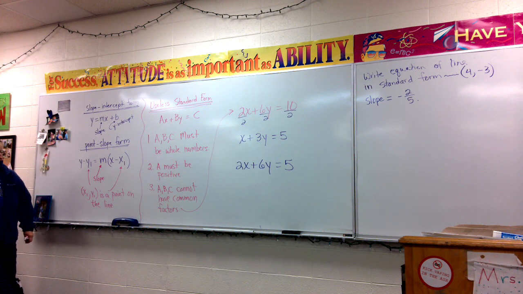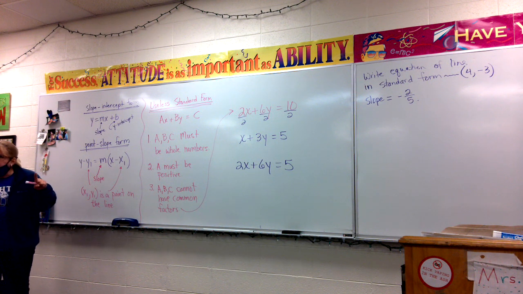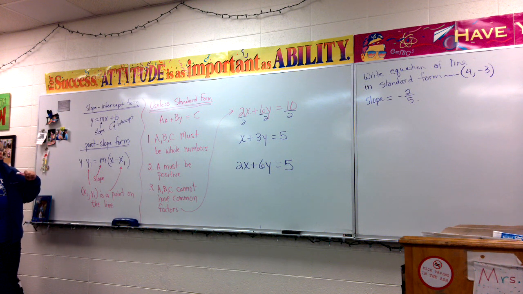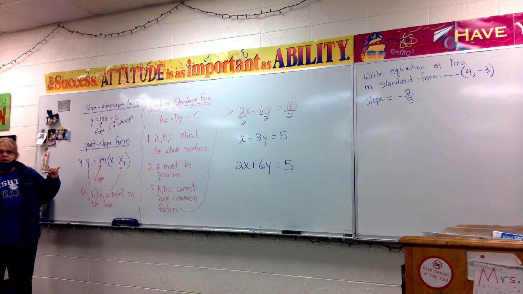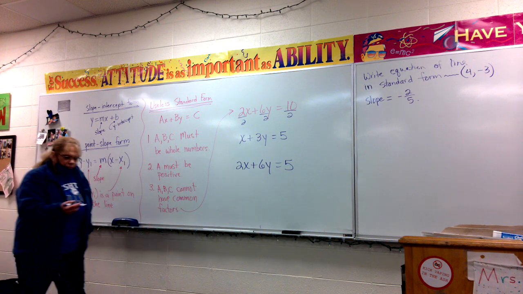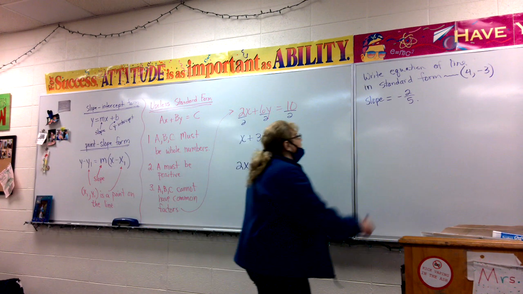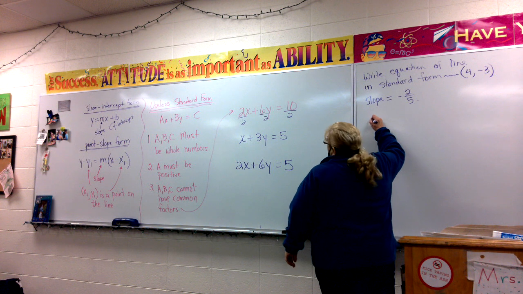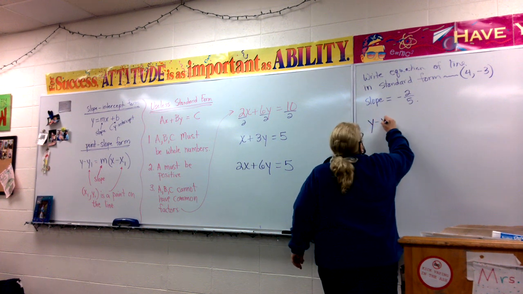So what do you think we should do? If we know a point on the line and we know the slope, which one do you think we should use? Point-slope. Oh, very good. We should use the point-slope. We know a point, we know the slope. So if I were doing this, I would start by writing this down.